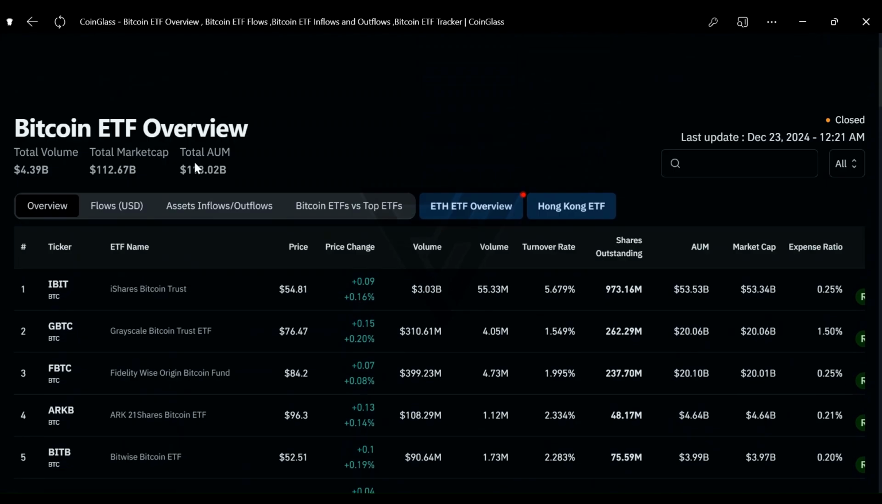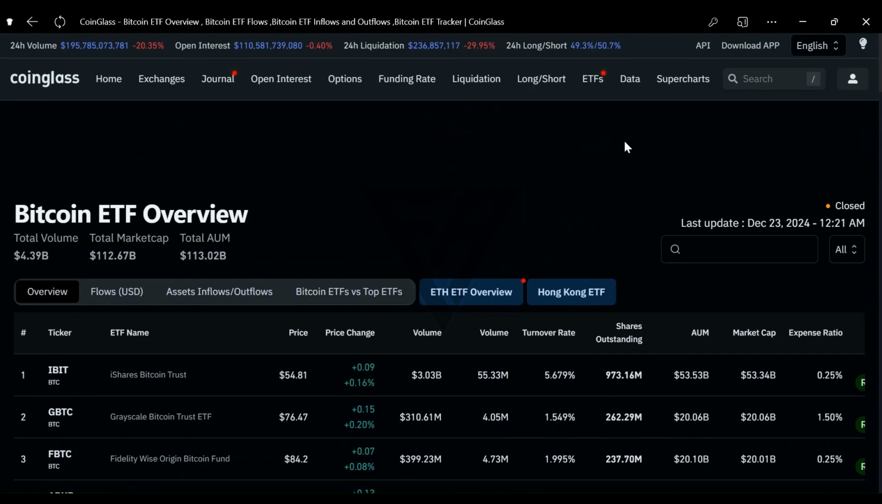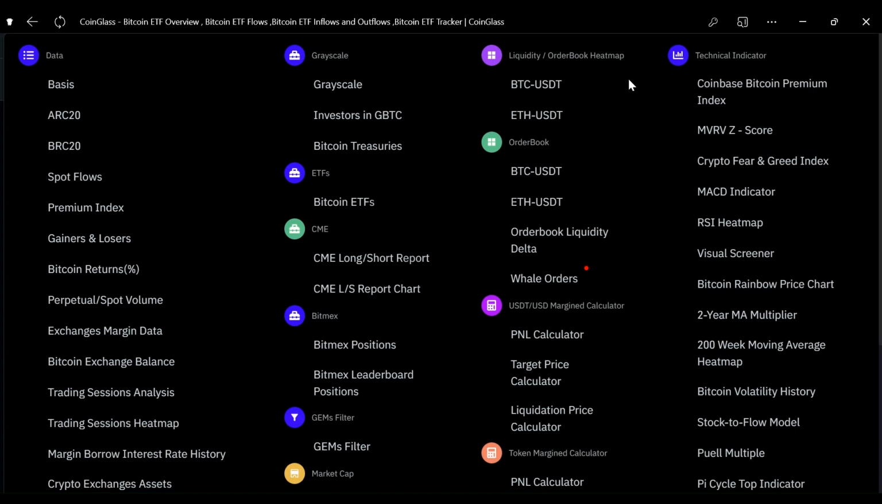Now let's move to the data section at the top. It's one of the main sections of CoinGlass. Here you will find dozens of useful tools about technicals, on-chain and off-chain analysis. I won't explain all of them, I'll give you basic info about a few of them.